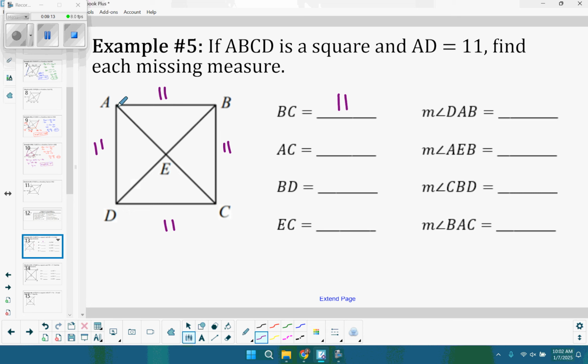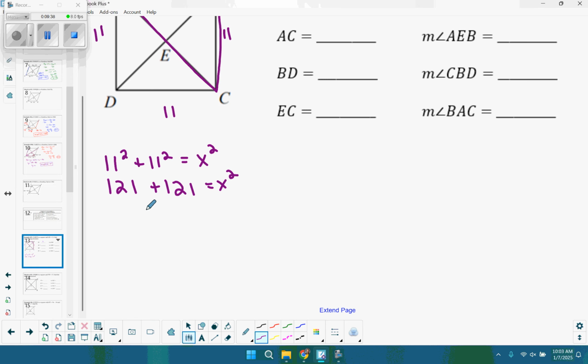Now I would find the length of, let's say, AC. And I'm going to use a right triangle again because I know every corner in a square is a right angle. So I could do a squared plus b squared equals c squared. 11 squared plus 11 squared equals x squared. So it's going to be 121 plus 121. 242 equals x squared. And when I take the square root of 242, I get 15.6.